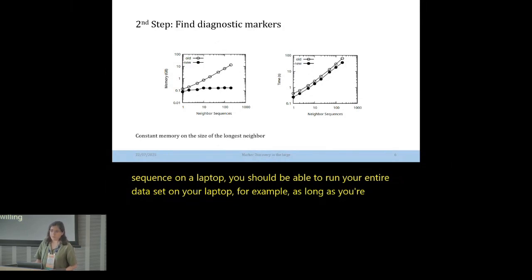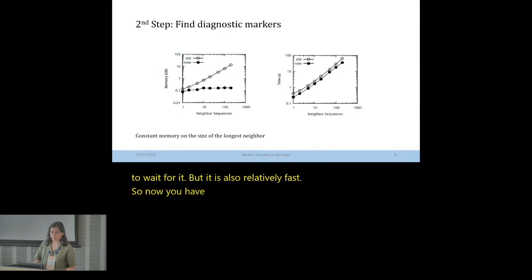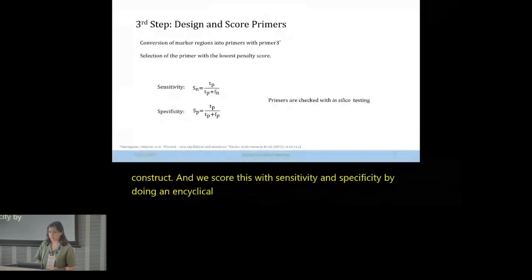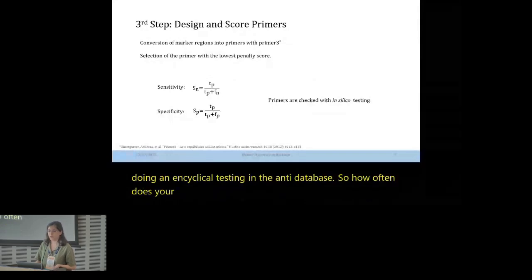So now you have your markers, which are present across all of your targets, and if you want to do PCR primers, you want to convert these markers into a primer. So we use Primer Tree, and we select the lowest penalty score it can actually construct. And we score this with sensitivity and specificity by doing an in silico testing in the NT database. So how often does your primer match a session that it should, and how often does it have a mismatch that it shouldn't? And this pipeline, we evaluated it at a relatively large scale, hence the title.